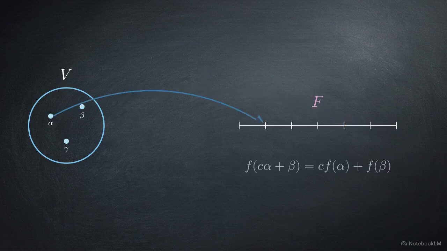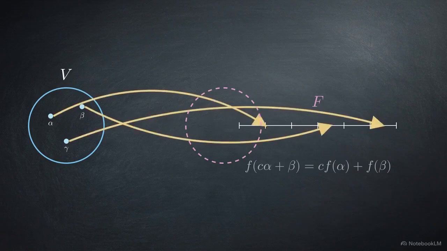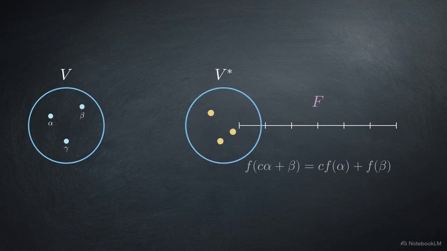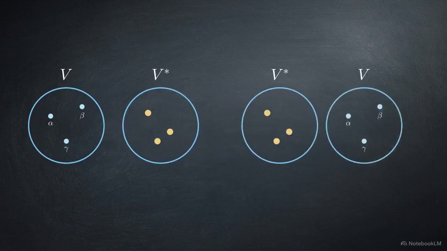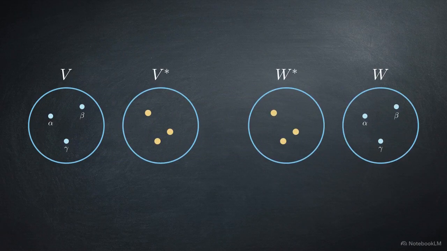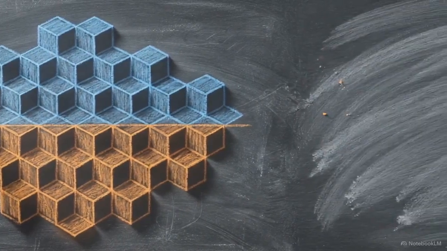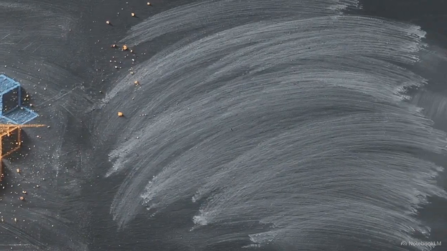There isn't just one such functional. If we collect every possible linear functional that can operate on V, we find they form a vector space of their own. This is V star, the dual space. Here, the vectors are the linear functionals themselves. Every target vector space, like W, possesses its own corresponding dual space, W star. These dual spaces act as a parallel mathematical reality, providing the infrastructure required to define the abstract transpose.